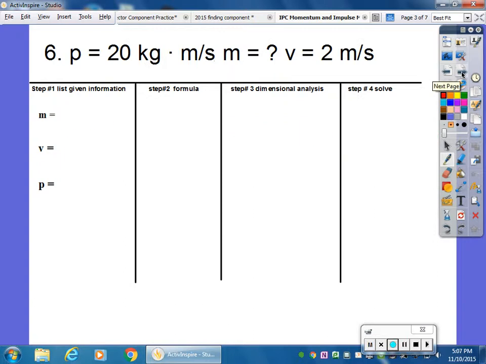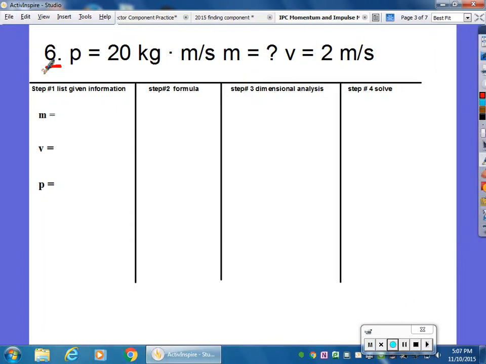I'm going to do one of each of the types. So that was question 3. This is question 6. Keep track of the number up here so you don't mess it up in your math handout. You're responsible for 4 and 5, which are exactly like 3. So this is 6. It's asking you to solve for, this time, mass, so it's going to give you the momentum.